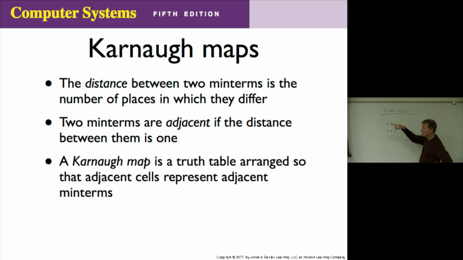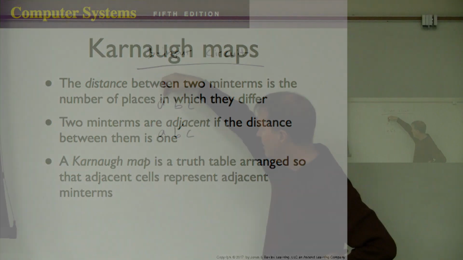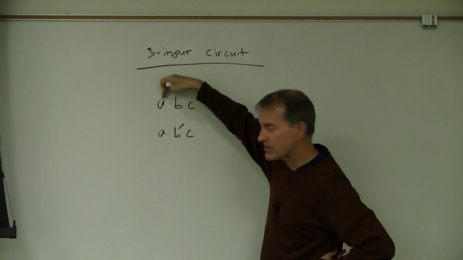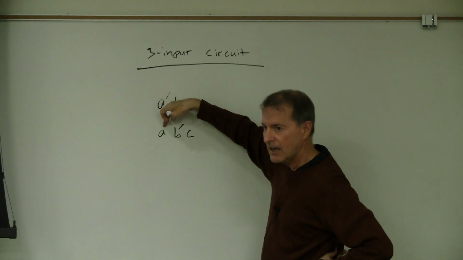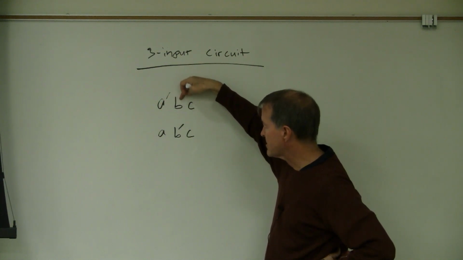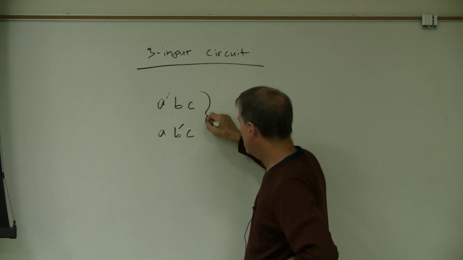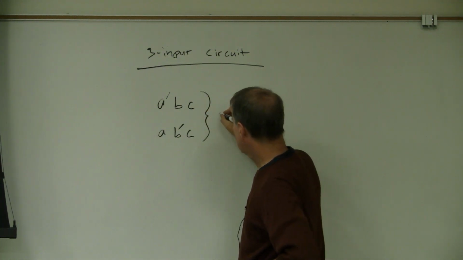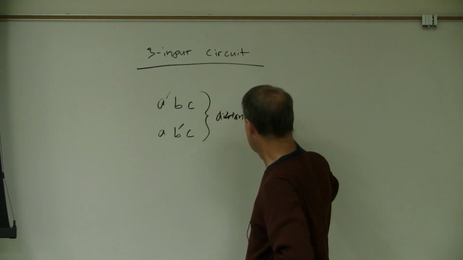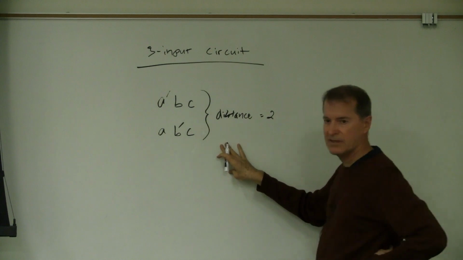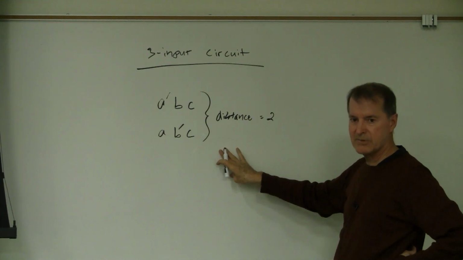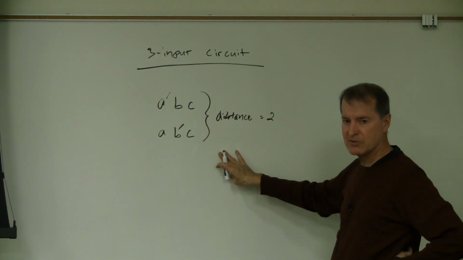Does everybody see why? The distance between two min-terms is the number of places in which they differ. They differ in the A, because this one has a prime and this one does not. And they differ in the B, because this one does not have a prime and this one does. So the distance between these is 2. Does everybody see how to calculate the distance between two min-terms?